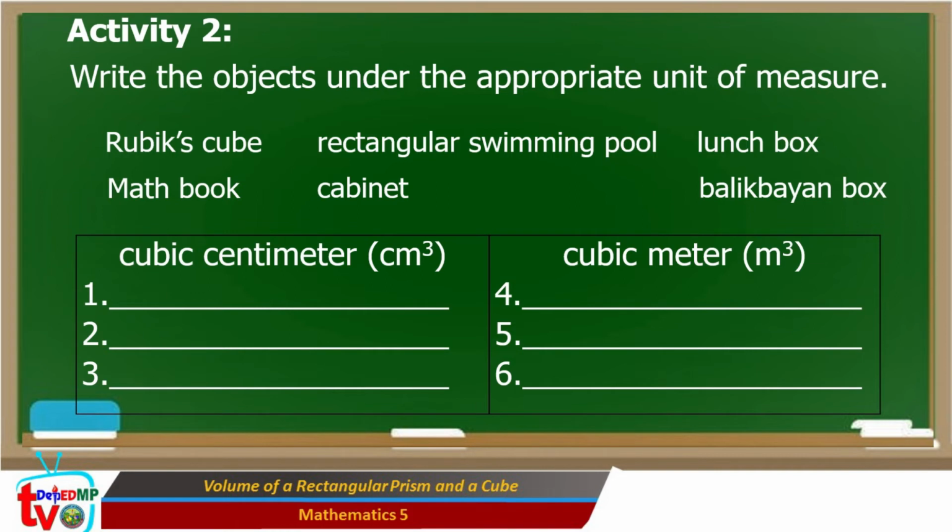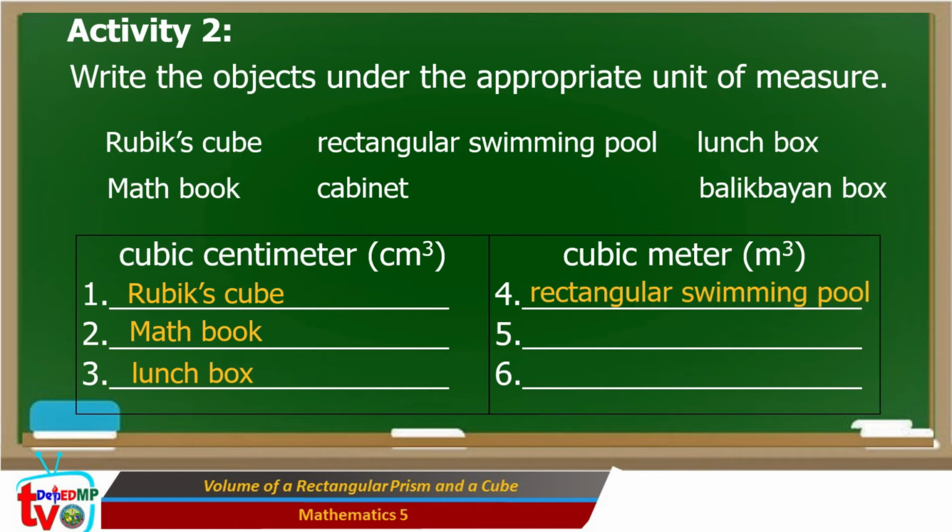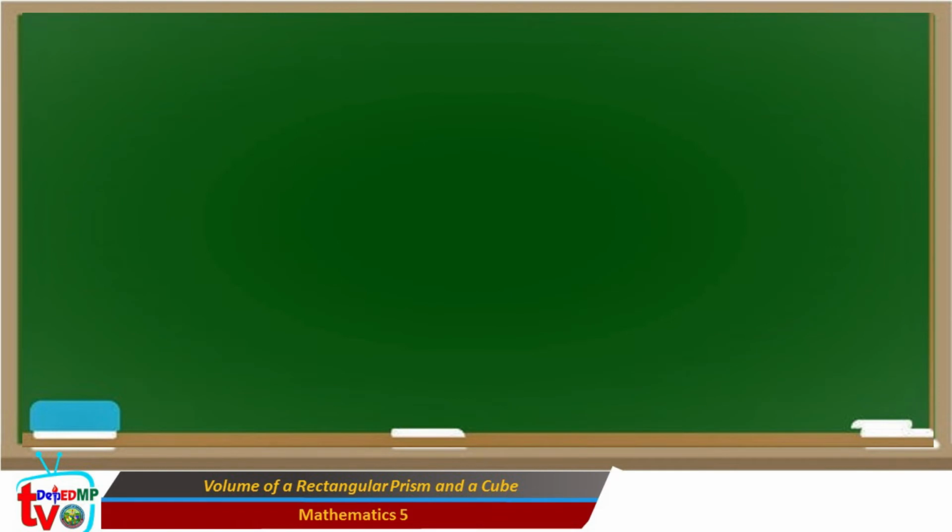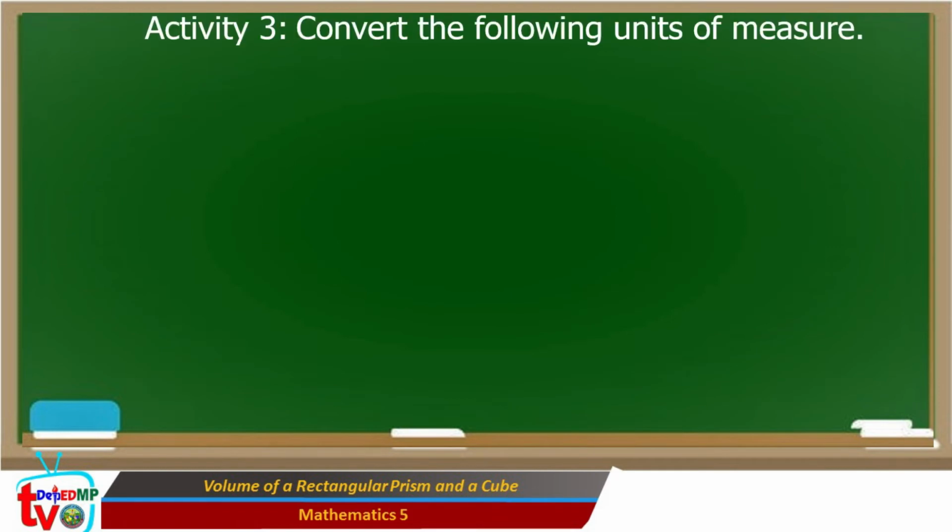Check your answers. For 1 to 3 in any order: Rubik's Cube, Math Book, Lunchbox. For 4 to 6 in any order: Rectangular Swimming Pool, Cabinet, Balikbayan Box. Very good! You have finished answering Activity 2. Let's proceed to Activity 3.